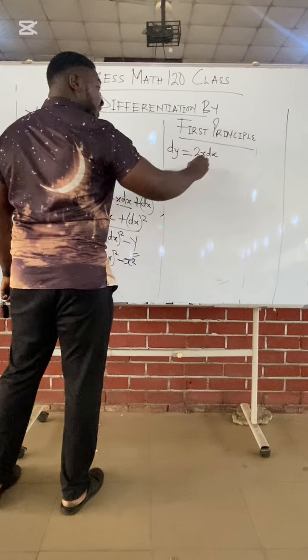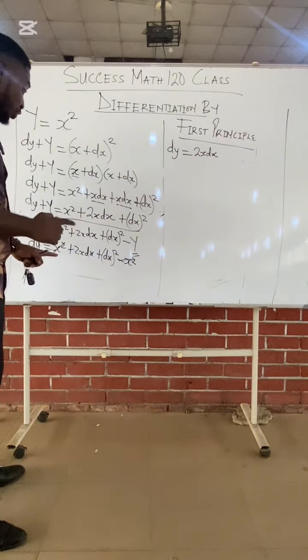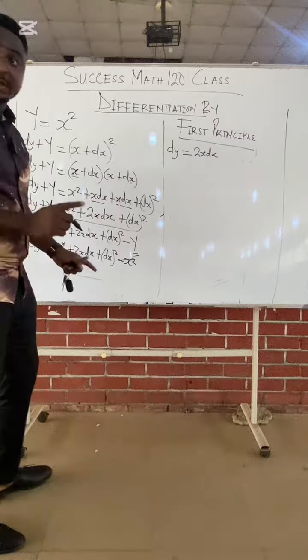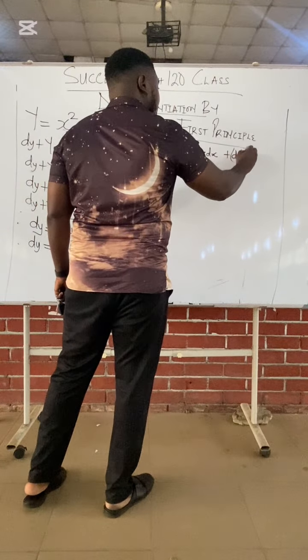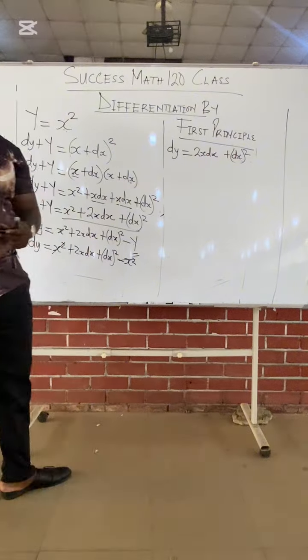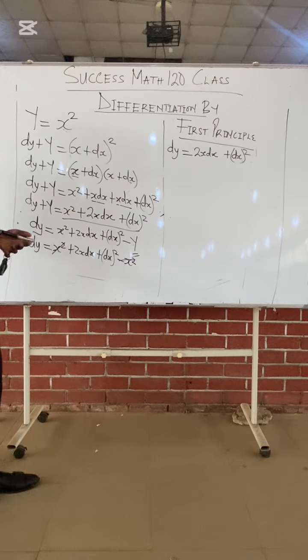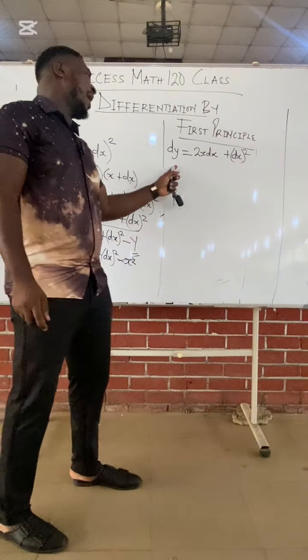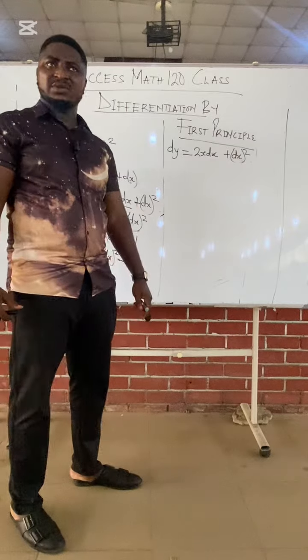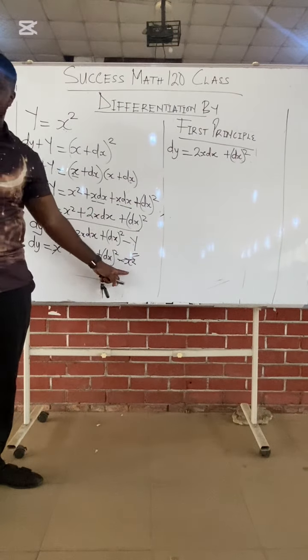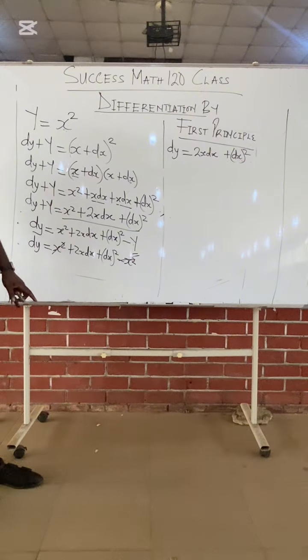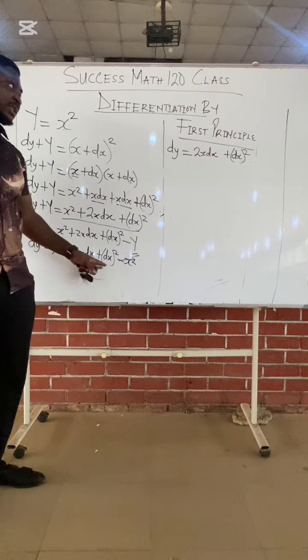Now, there's another method of doing this first principle. In case you don't like this formula method, I'll teach you the two methods and you tell me the one you prefer. Are we together? Don't worry, in my class I give you two options. You choose the one that you prefer. dy equals 2x dx plus dx all squared. How do we arrive here? Because at this point, x squared minus x squared gives you 0. They cancel out. So we have dy equals 2x dx plus dx all squared.